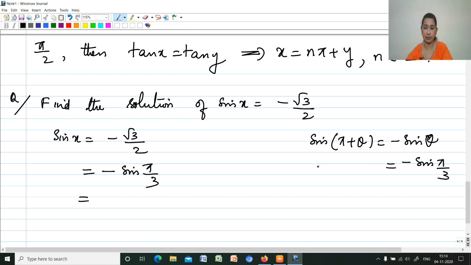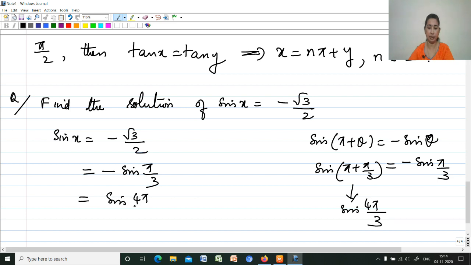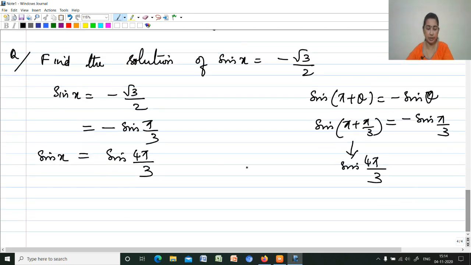So, what will be the side? Sin of, instead of theta I am putting pi by 3, and this is sin of pi plus pi by 3, which is 4 pi by 3. So this can be written as sin 4 pi by 3. So I got here sin x equal to sin 4 pi by 3. Then what is the general solution? According to the general solution, sin x equal to sin y implies x equal to n pi plus minus 1 raised to n into y. Y is 4 pi by 3, where n is an element of Z.